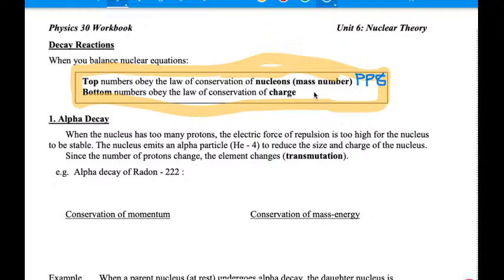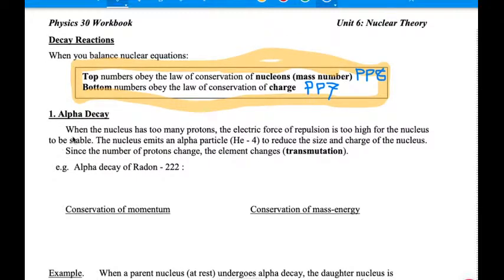So the total number of nucleons needs to be conserved whenever we're balancing a decay reaction. And likewise, the bottom number, which is our protons number, must obey the law of conservation of charge, principle of physics 7. So we need to maintain the same amount of charge throughout, and the same amount of nucleons whenever we're undergoing a decay reaction.